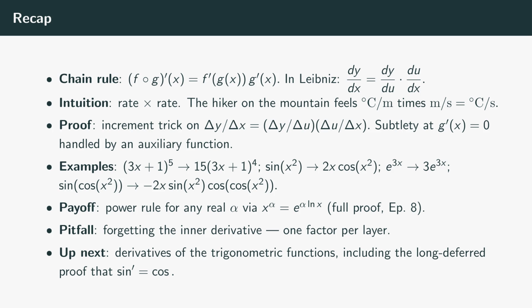And one payoff, the power rule for every real exponent, via x to the alpha equals e to the alpha log x and one chain rule, with the full proof waiting in episode 8. Next time, derivatives of the trigonometric functions, including the long-deferred proof that the derivative of sine really is cosine, from the limit definition, with the squeeze theorem and a clever bit of geometry. See you there.